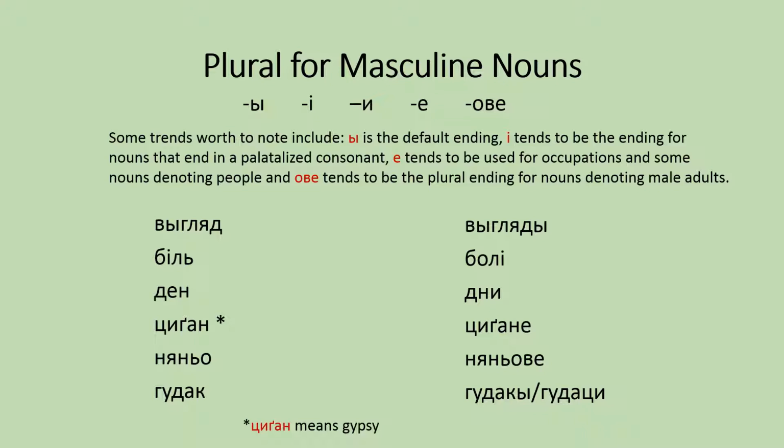Plural for masculine nouns. To form the plural for masculine nouns, you add either e, I, or ove to the end of the noun. There's no set rule for which ending a masculine noun receives in the plural, but there are some trends to pay attention to. For example, is the default ending. I tends to be the ending for nouns that end in a palatalized consonant. Tends to be used for occupations and some nouns denoting people. And ove tends to be the plural ending for nouns denoting male adults.